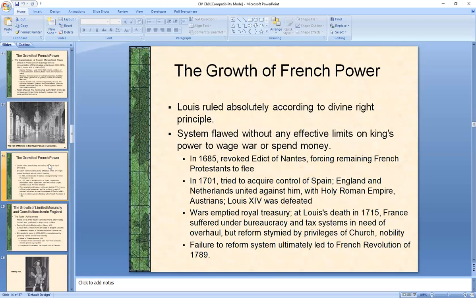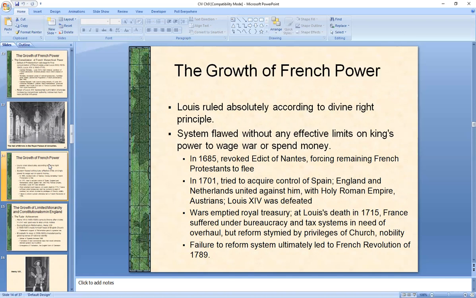Louis ruled absolutely according to divine right. In 1685, he revoked the Edict of Nantes, which really, if you're Protestant, you don't want to be in France at this time because your religious freedoms have just been sucked out from under you. So that leaves the French Protestants fleeing from the country.